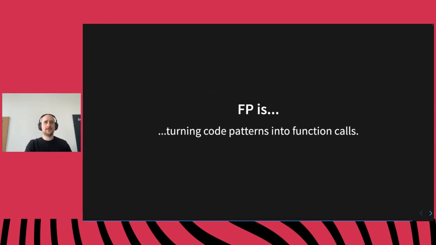So another benefit of functional programming is it turns code patterns into function calls. And you don't need to remember how to implement them because the functions you call remember all of this. And also it means in functional programming, you can use all the bells and whistles of our libraries instead of implementing them.